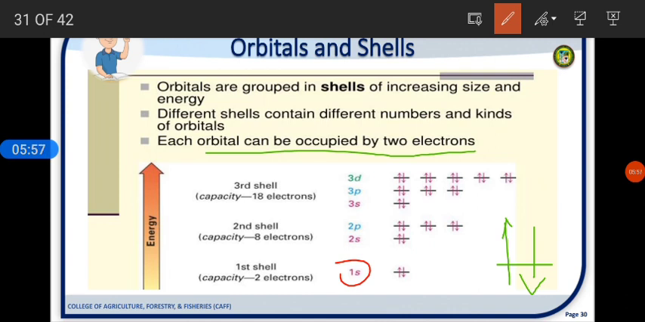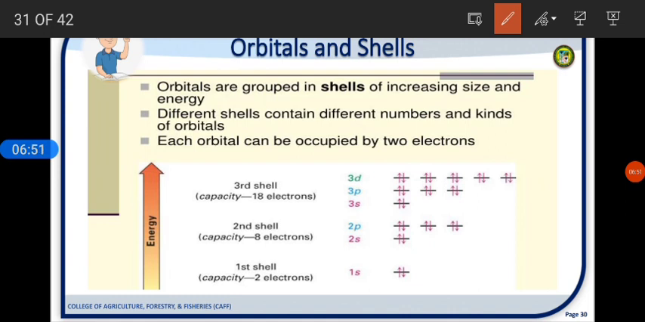Now, if we are going to proceed to the second shell, its maximum capacity is 8 electrons. So you have the orbitals 2s and 2p. For the 2s, you have 1 orbital, and for the 2p, you have 3 orbitals. So 2s can hold 2 electrons, 2p can hold 6 electrons. Why 6? Because again, each arrow represents an electron. So 2 electrons from 2s plus 6 electrons from 2p, 2 plus 6 is equal to 8.